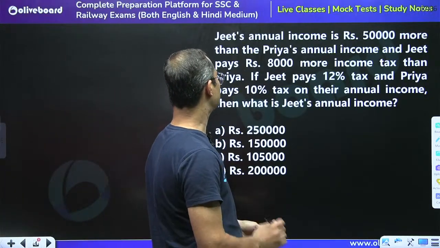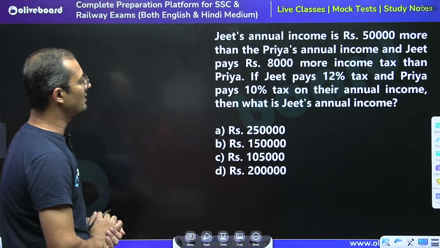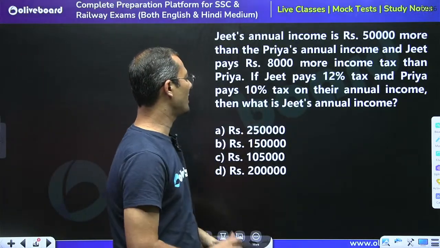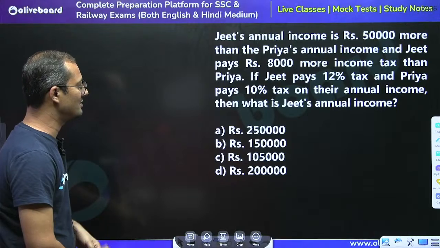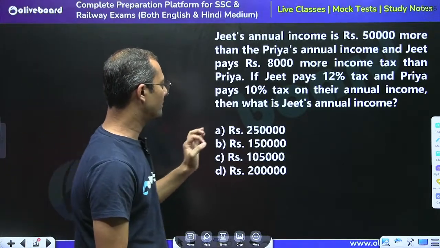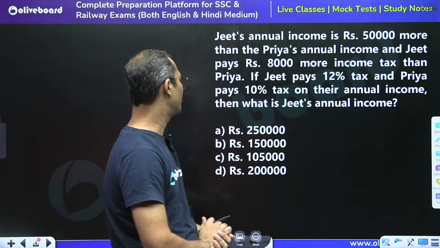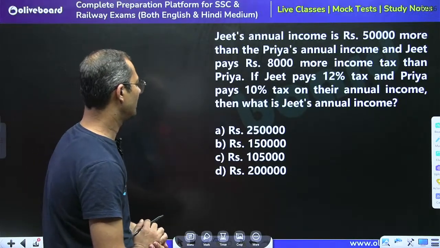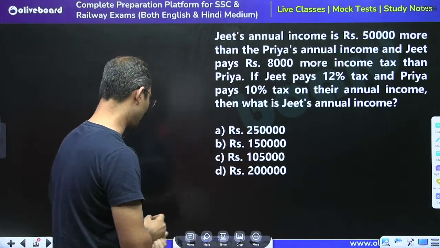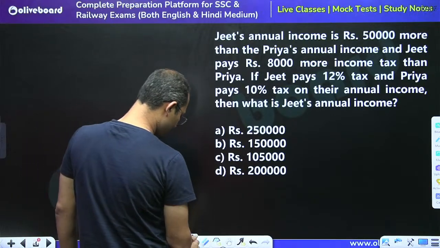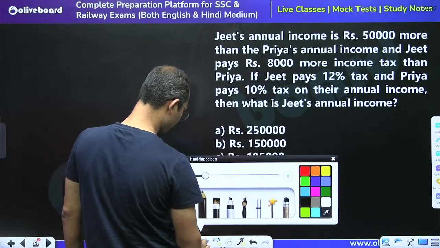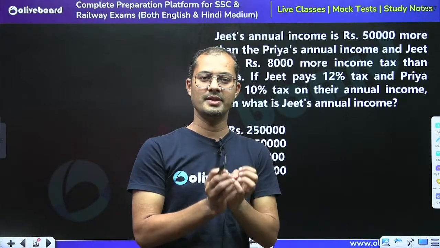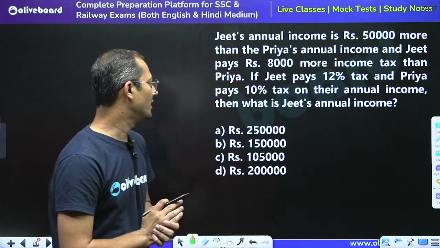See, Jeet's annual income is rupees 50,000 more than Priya's annual income, and Jeet pays rupees 8,000 more income tax than Priya. If Jeet pays 12% tax and Priya pays 10% tax on their annual income, then what is Jeet's annual income? See, income tax is always charged from the total income, right?